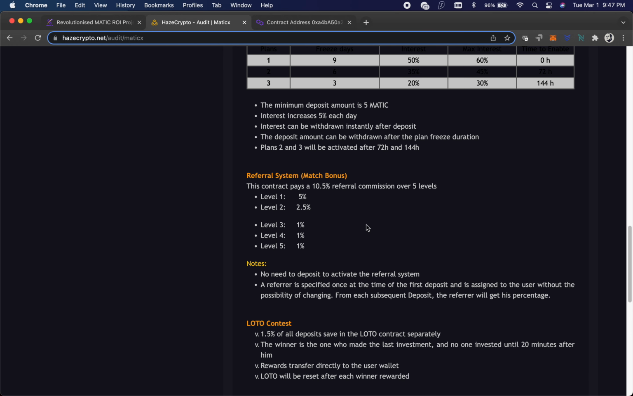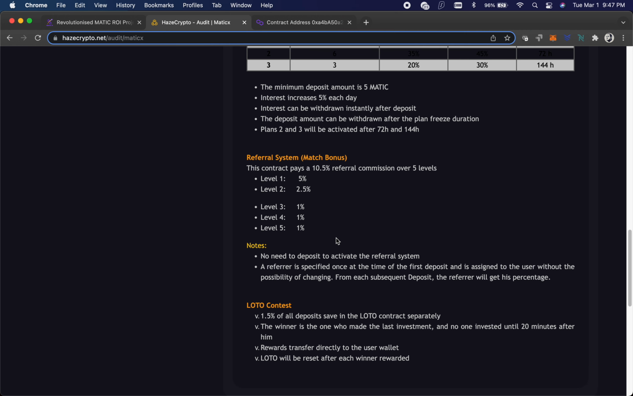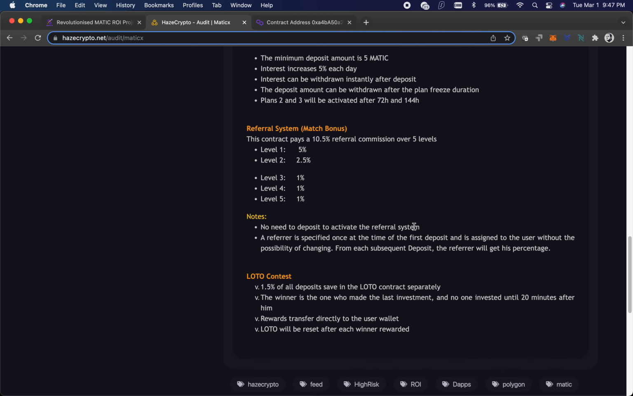Pretty common referral system, 5, 2.5, and 1. It's fine to have a 4 and a 5 level, same thing. This one's interesting because you don't need a deposit to activate the referral system, which is kind of nice if you're just doing it for referrals. I don't know.